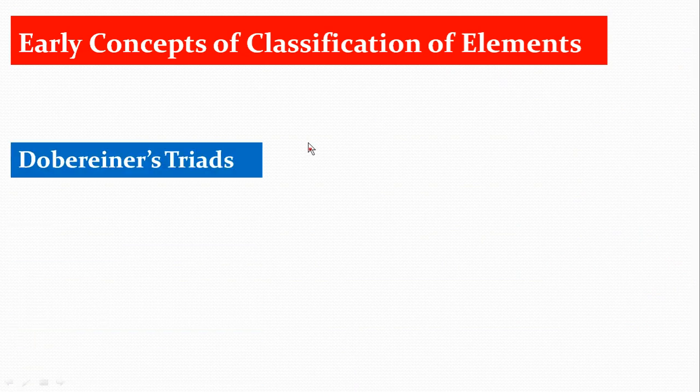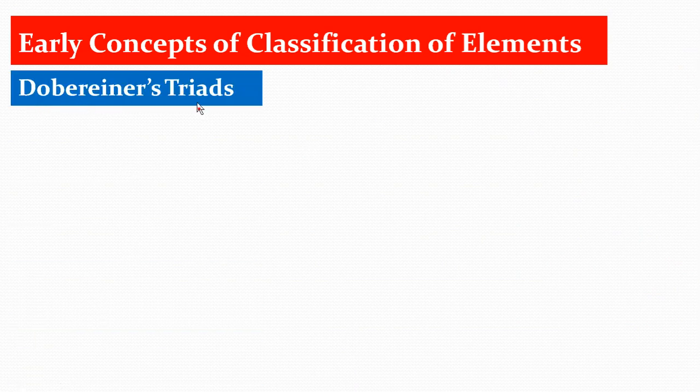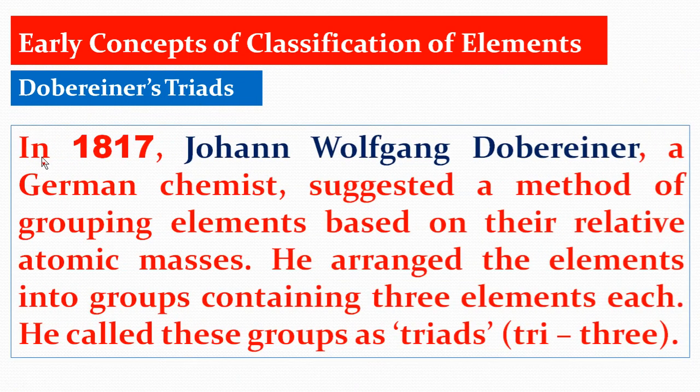The early concept of classification of elements. The first one, Dobereiner triads. In 1817, Johann Wilhelm Dobereiner, a German chemist, suggested a method of grouping elements based on their relative atomic masses. He arranged the elements into groups containing 3 elements each. So, he called these groups triads. Tri means 3, so it is called Dobereiner triads.